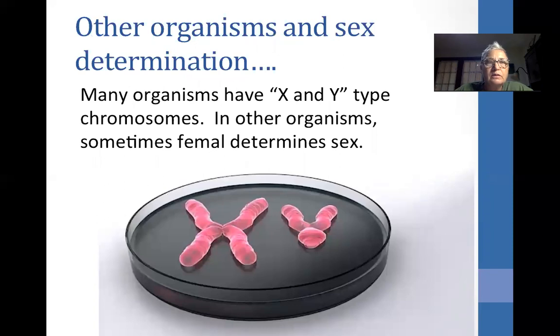Other organisms in our world have other types of sex determination, and there's some variety in that. There are a lot of organisms that are similar to us, where there's an X and a Y type chromosome, or sex chromosomes.